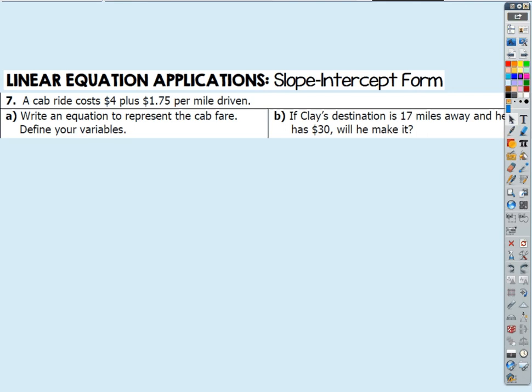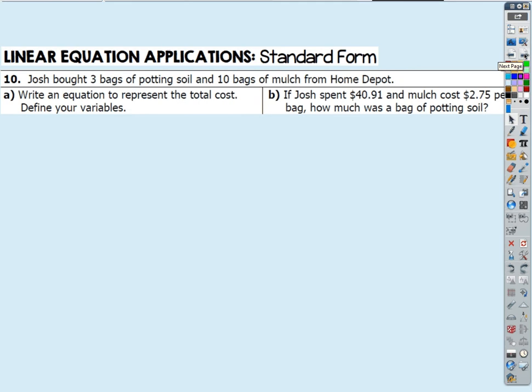Sometimes you get problems like this. This is a good example. A cab ride costs $4 plus $1.75 per mile driven. They want us to write an equation to represent the cab fare, and then do something with that. Okay? So there's one example. Here's another example. Josh bought 3 bags of potting soil and 10 bags of mulch from Home Depot. Write an equation to represent the total cost. Okay? So two different kinds. They seem pretty similar, right? Does anybody see anything different about that first one?